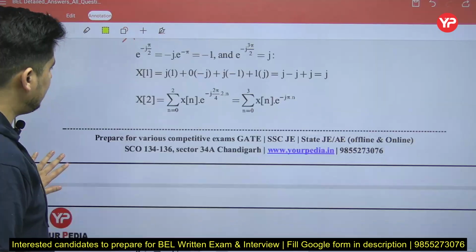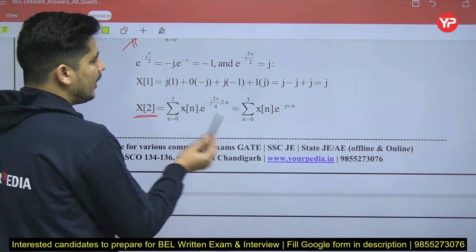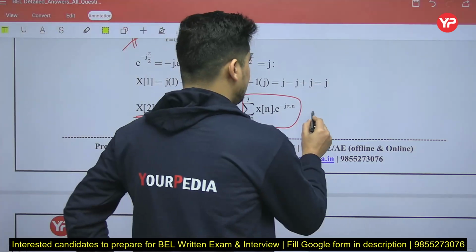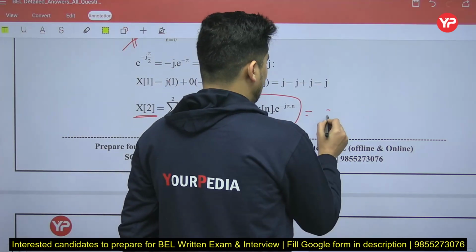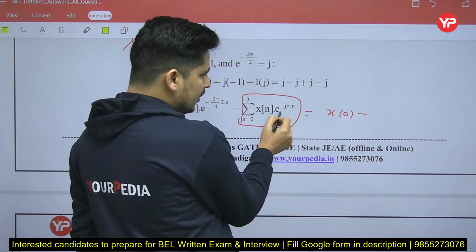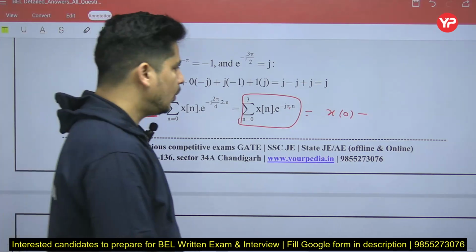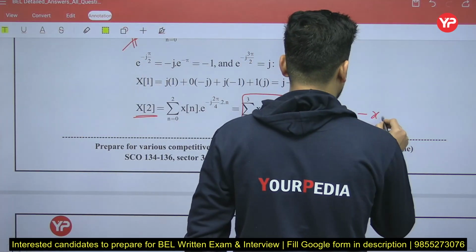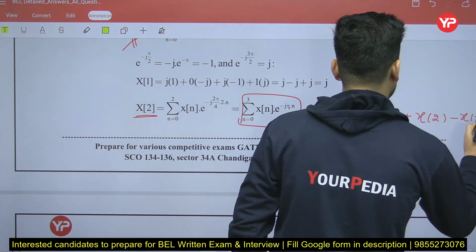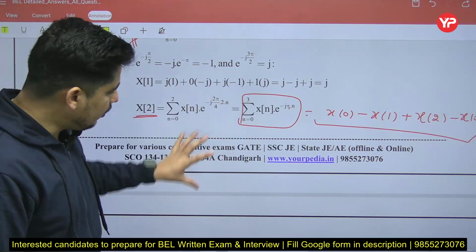If you go for the third value, X of 2, generally you have to go to this equation. In this equation, you have to understand one thing. When you replace n equals 0, you get x of 0. Then when you replace n equals 1, e raised to the power minus j pi, which means minus. So there will be alternate plus and minus: x of 0 minus x of 1, plus x of 2, minus x of 3. So you can directly alternate the sign. No need to calculate all of this stuff.